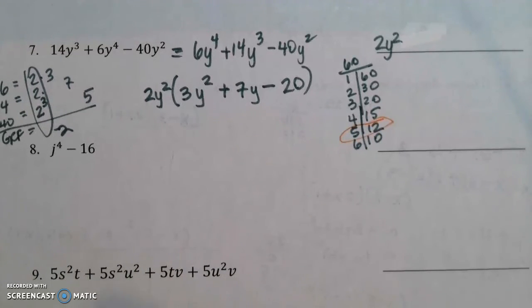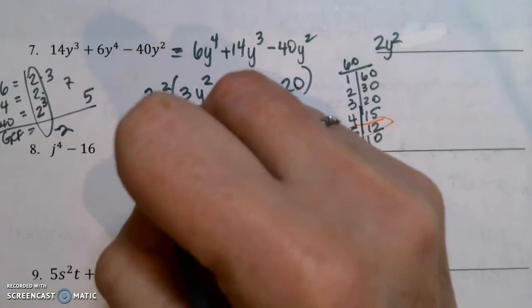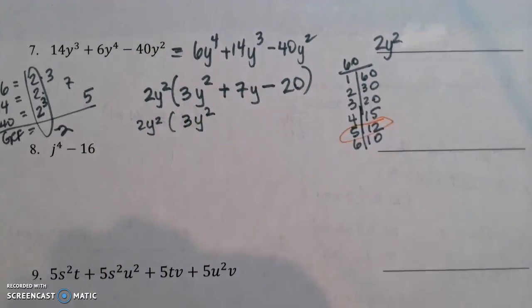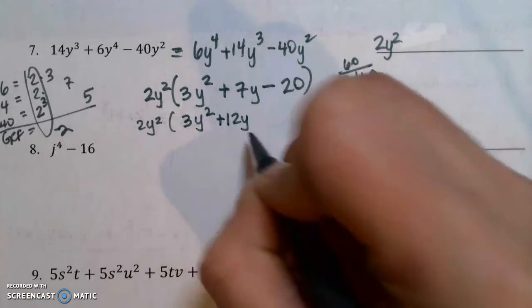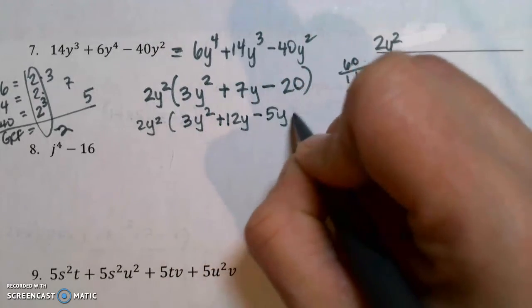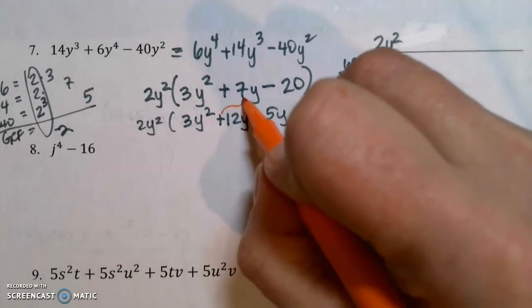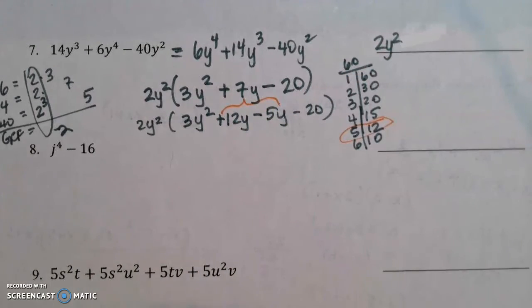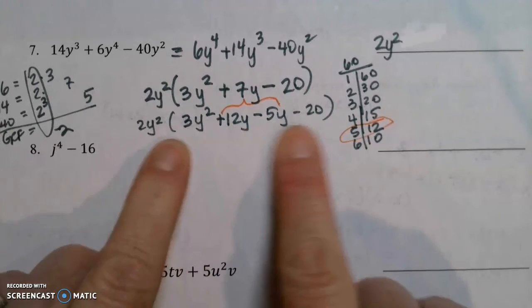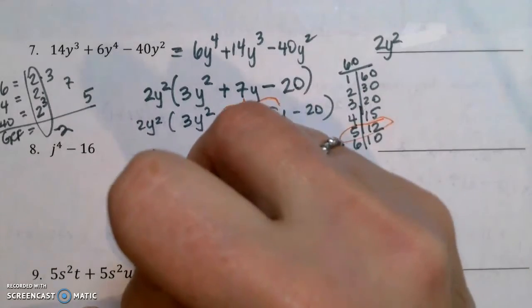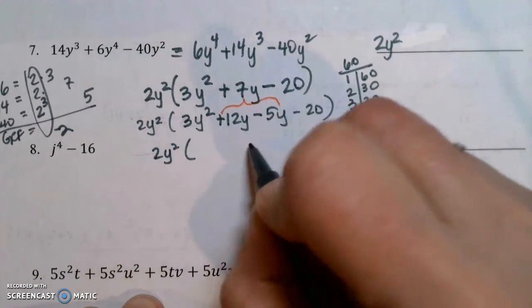So we will grab those. And I will have 3y squared plus 12y minus 5y minus 20. So making that substitution for the 7y, I'm going to break it into 12y plus minus 5y. And now I can continue going with factoring by grouping here. And I will probably get through this, I'm not sure. And then I will go on to another page here.